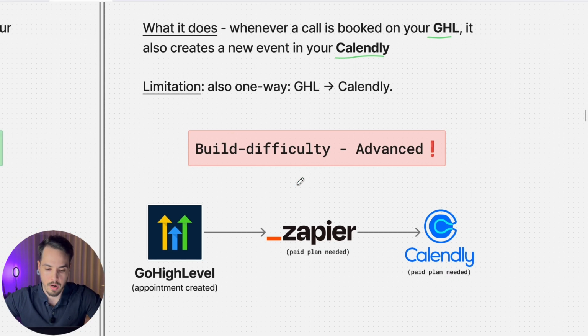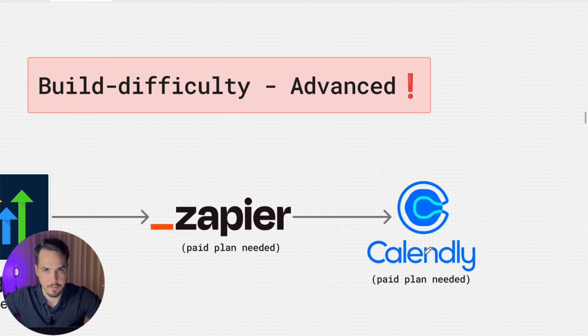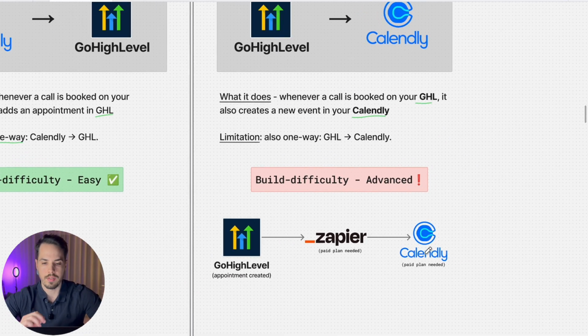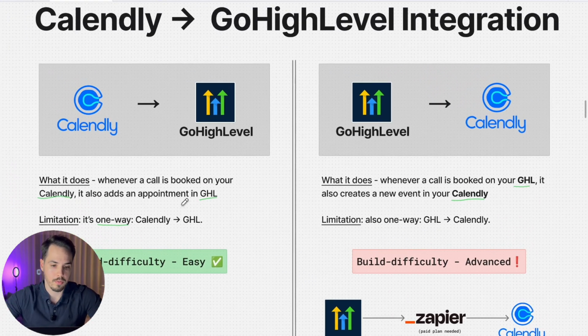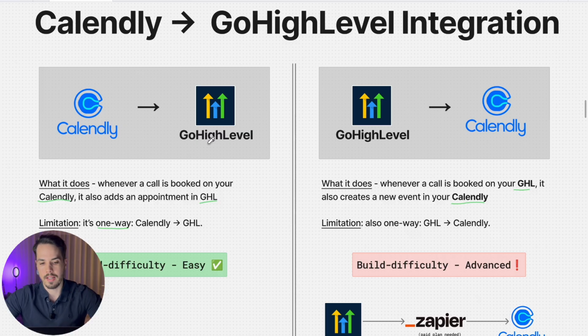This will require, obviously, your GoHighLevel account, a paid plan on Zapier, which we will need to use as a middleman software, and then also a paid plan for your Calendly. That's the only way this is going to work. So I'm going to show you both. I'm going to start with the left one, integrating Calendly to GoHighLevel.